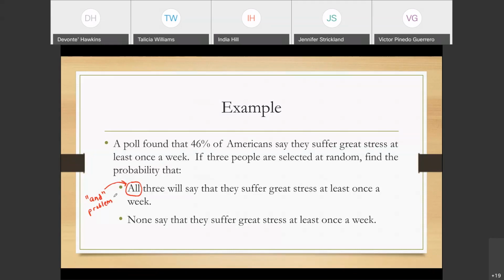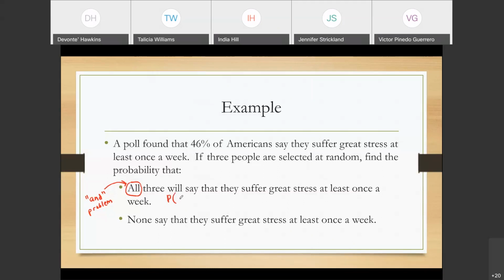But the issue with this is, kind of like in the first ball problem, we don't actually have the ands. So I have to write it so that the ands are there, so that I know how to work the problem. So if it says all 3 people say they suffer great stress, I'm going to write something to the effect of, I don't want to write too much here.